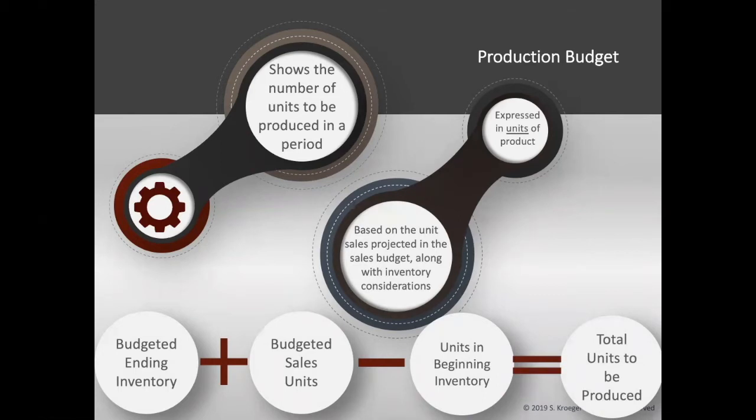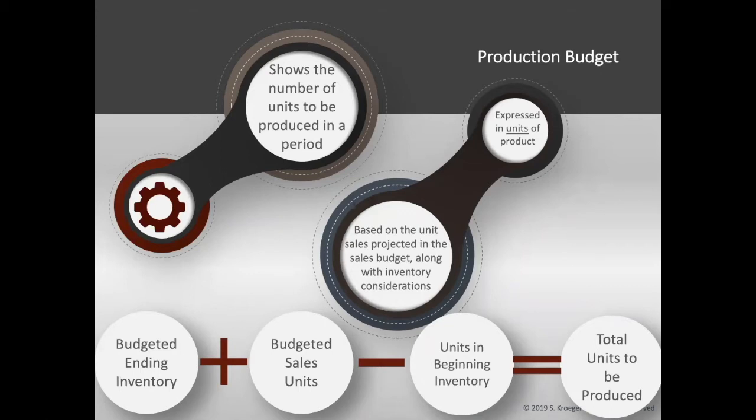The ending inventory is how many units we want on hand at the end of the time period to begin the next period with. Sales units is the amount of units we plan on selling this month. Beginning inventory is the units we already had on hand at the start of this period. These were the units made extra from the last time period.